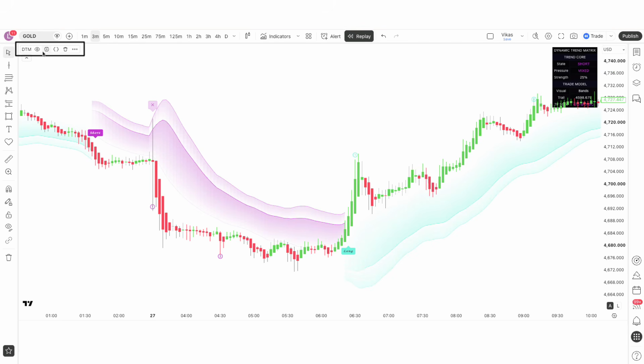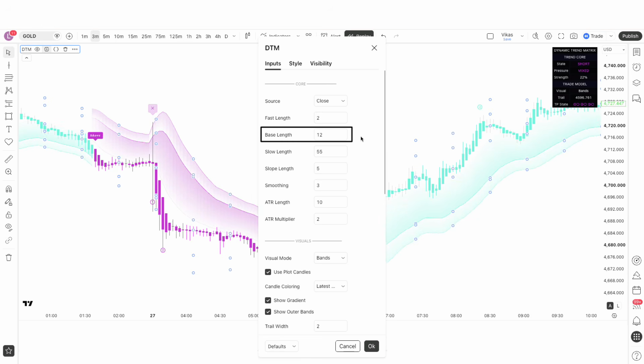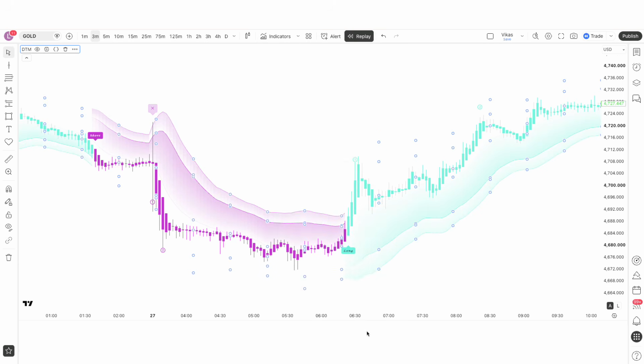Now change the indicator settings for perfect signals. First, change fast length from 8 to 2, and after that change base length from 21 to 12. We have to keep these options hidden. Here, everything is fine after that. Click OK. Now we'll add one more indicator to make this strategy more powerful.